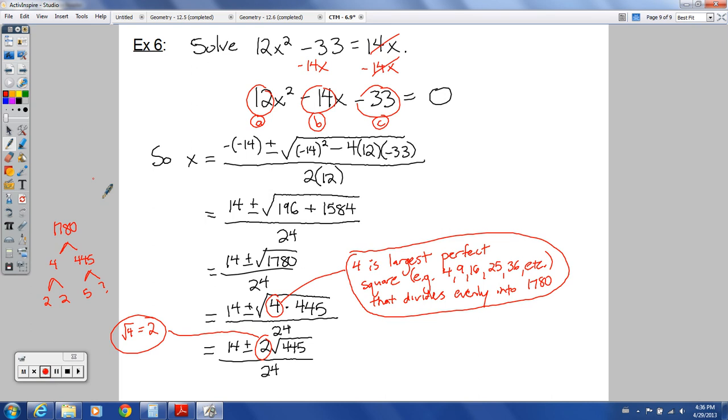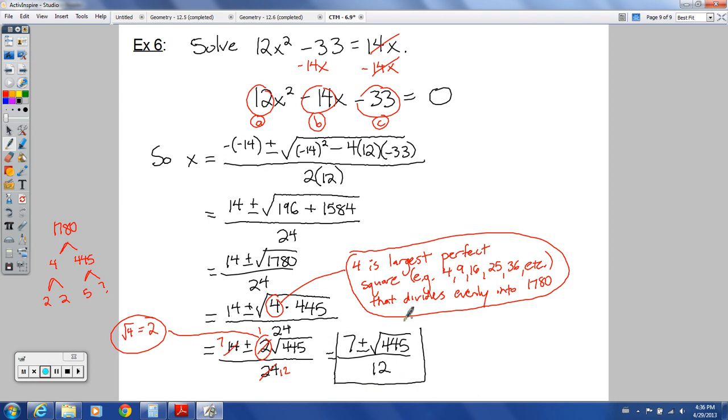And so from there, we can reduce this. I can reduce each part by 2. I can make that a 1. I can make that a 12. I can make that a 7. And so this reduced now becomes 7 plus or minus, and if it's just a 1, I can leave that out, plus or minus radical 445 over 12. This would be my exact answers.